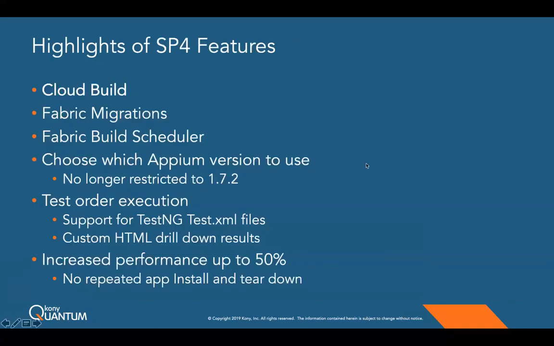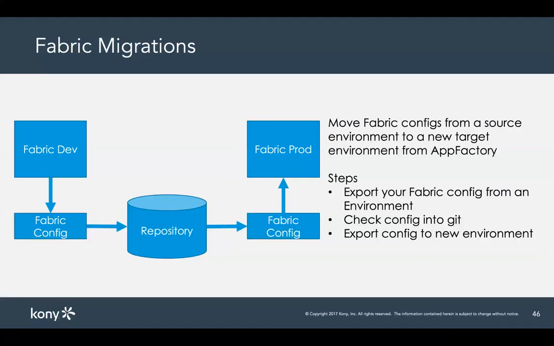So what features have been added as part of SP4 is specifically cloud build. We already saw it as part of Faizan's listing, where you can build binaries now using the Visualizer starter itself. It is actually making use of App Factory components in the backend. We have added support for Fabric migration, Fabric build scheduler, and enhanced test execution. So let's quickly look through them.